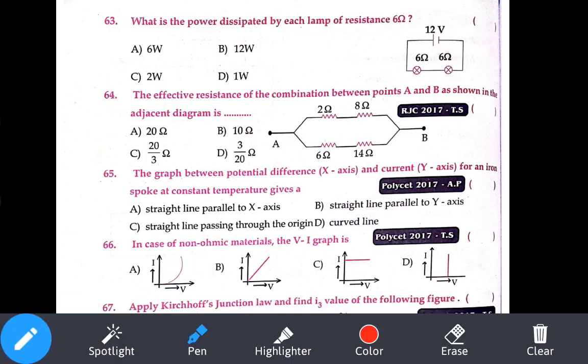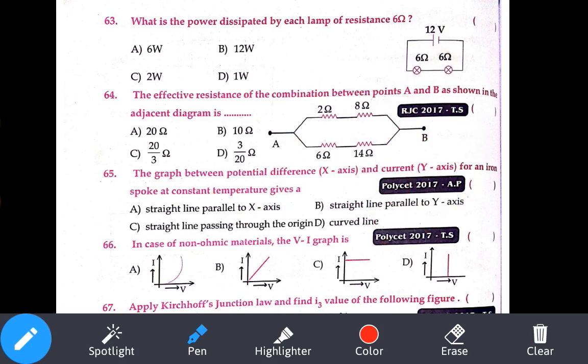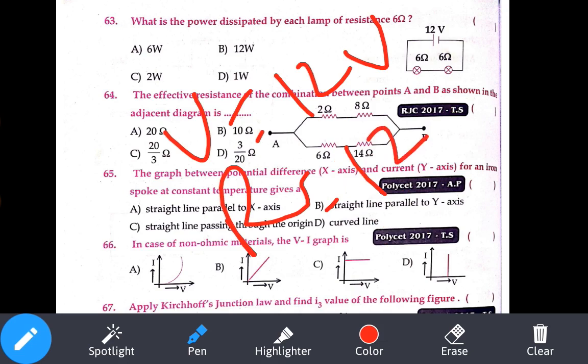What is the power dissipated by each lamp of resistance 6 ohms? So what is the voltage they have given? 12, V value 12 they have given. If you observe here, these two are connected in series in a single path. So equivalent resistance in series is R1 plus R2, 6 plus 6, how much? It is 12. So V is 12 volts and resistance is 12 ohms, and according to Ohm's law, V is equal to IR.